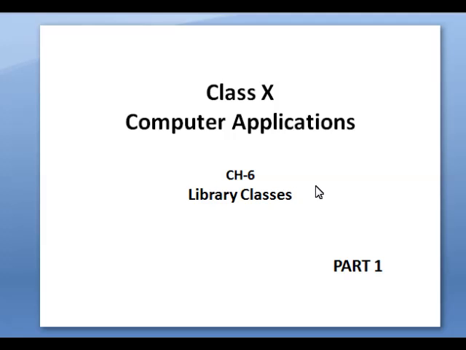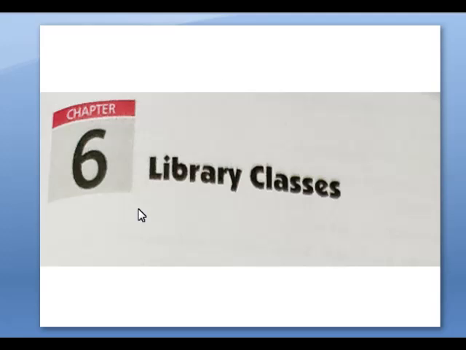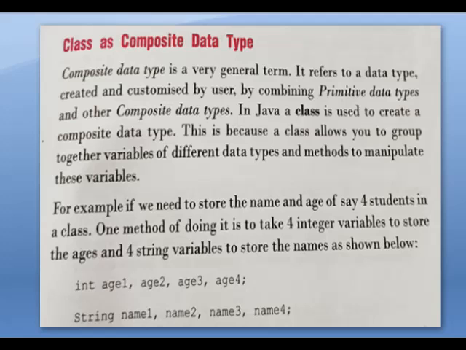This is chapter number 6, library classes. This is the first part of this chapter. So the chapter number 6 is library classes. First of all, we are going to see class as composite data type. So what is called as a composite data type?